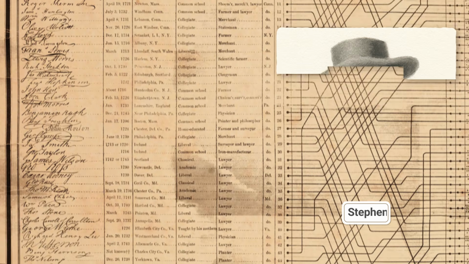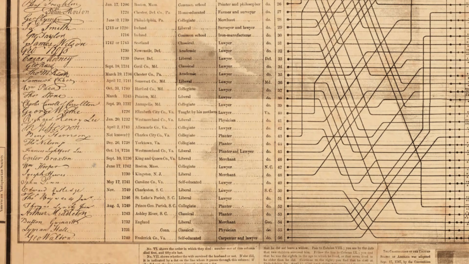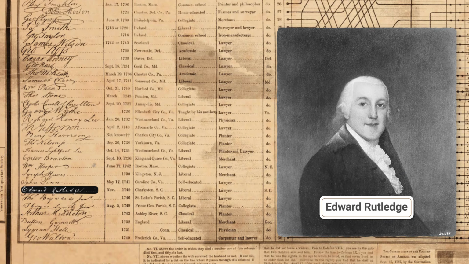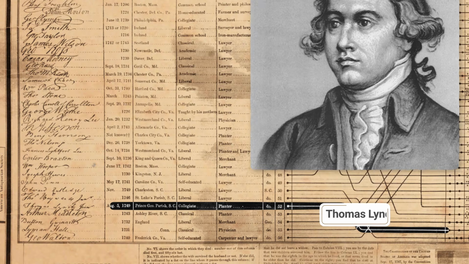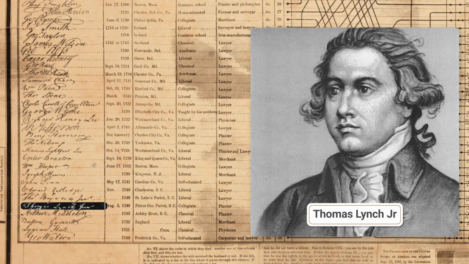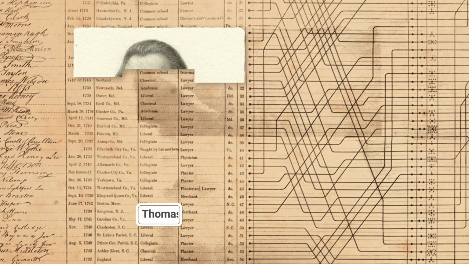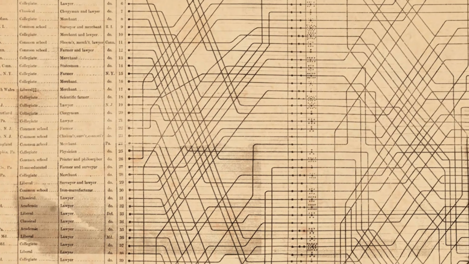Let's now figure out who the youngest person was. Basically, we just start with this dot here and follow it left. And we end up with Edward Rutledge, who was just 26 years old. The second youngest was Thomas Lynch Jr., also aged 26. His father, Thomas Lynch Sr., was supposed to sign but became sick, so his son, Thomas Jr., had to fill in for him.